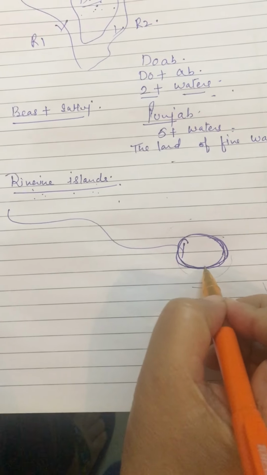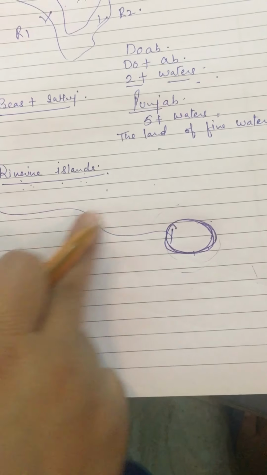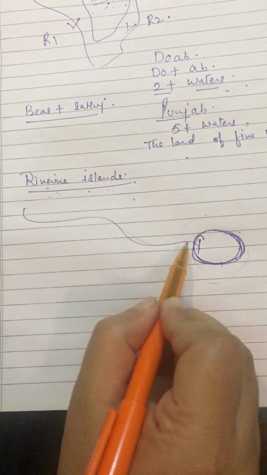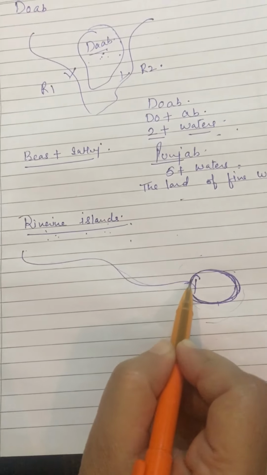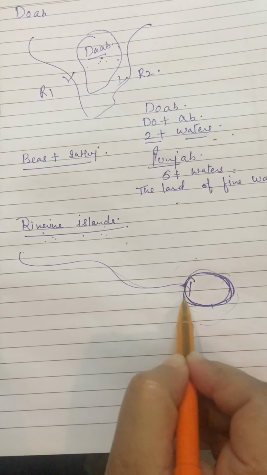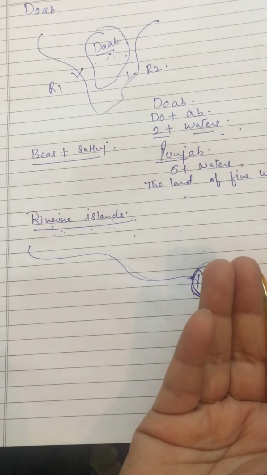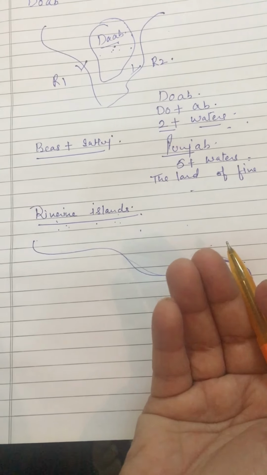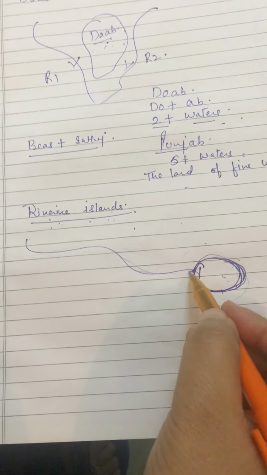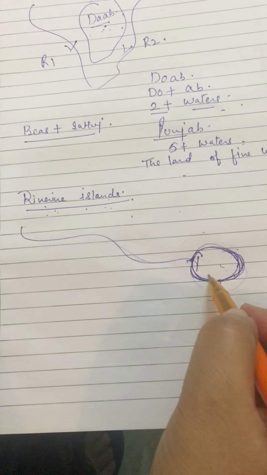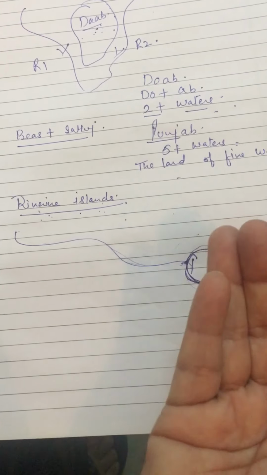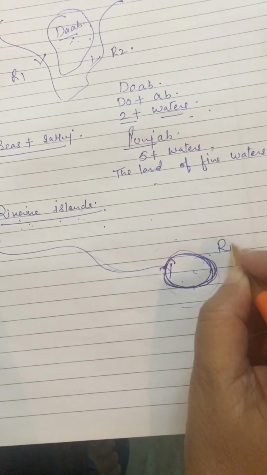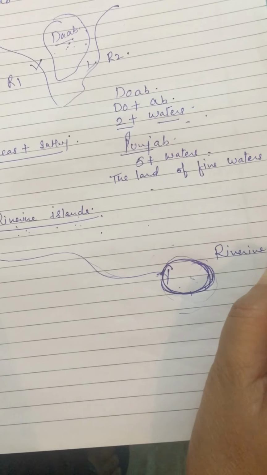When the river goes to its lower stage, the speed of the river decreases and the deposition comes out from the river, and riverine islands are formed due to the gentle slope of the river. Due to the low velocity of the river, deposition comes out and riverine islands are formed.